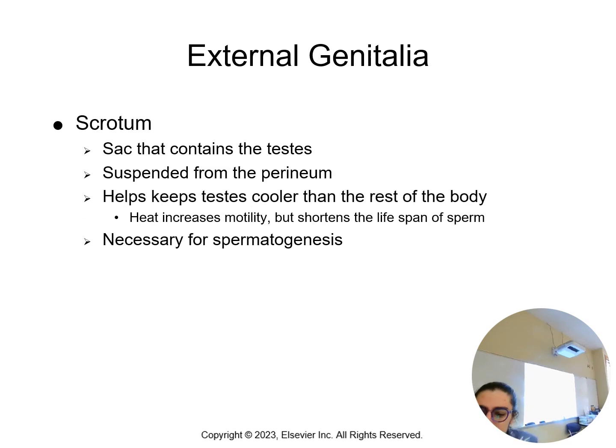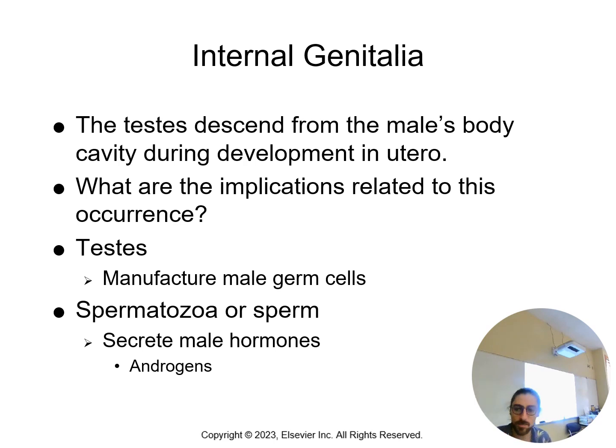All right. Scrotum, it's what contains the testes, suspended from the perineum. Why does it exist? To keep them cooler than the rest of the body, because sperm needs to be kept cooler. Imagine some chimps running around through the forest, it's hanging down in the nice AC going through the air rather than staying up in the body. Otherwise, you literally will not be able to create sperm.